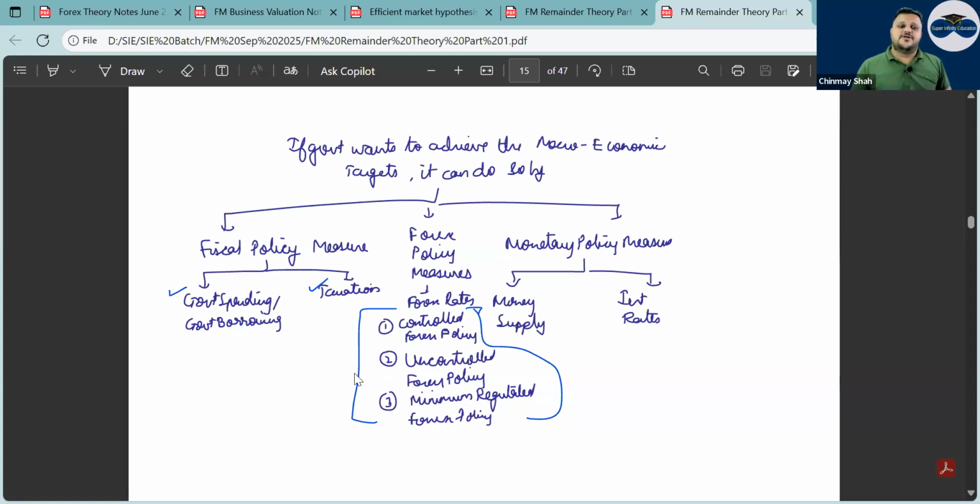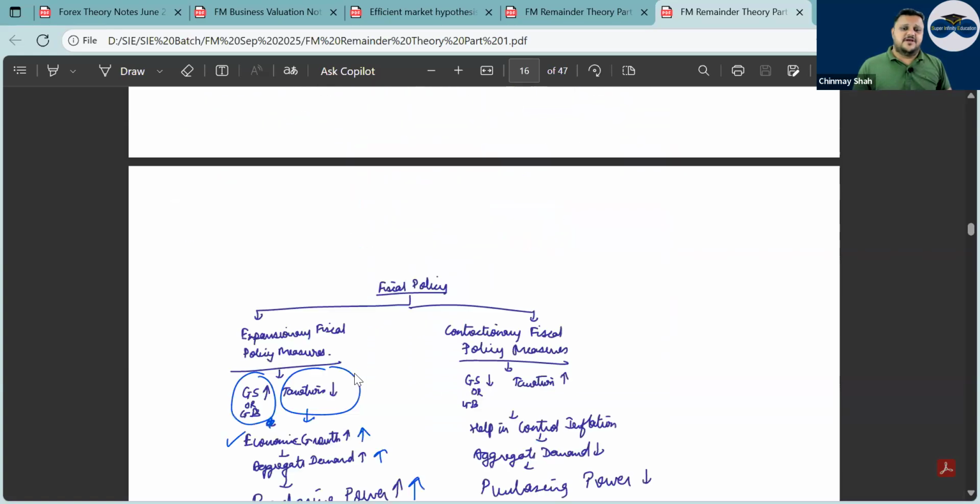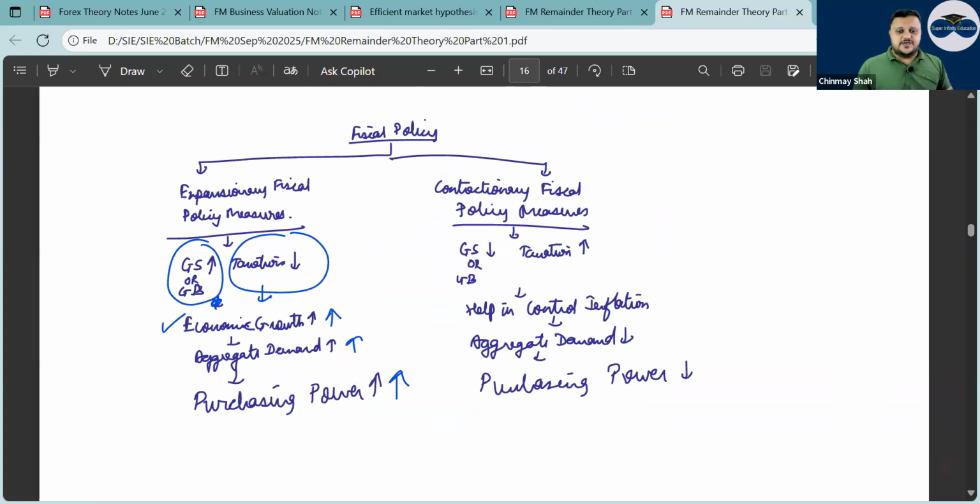But coming to fiscal and monetary policy: fiscal policy depends on government spending, borrowings, and taxation, and monetary policy is based on money supply and interest rate. In fiscal policy, if you are following expansionary measures, that means you want to expand the economy. In that case, government spending or borrowing will go up and taxation will go down. Because of government spending going up, economic growth will be higher. If the government is spending a lot of money, aggregate demand will increase, people will have more money, and purchasing power will go up.